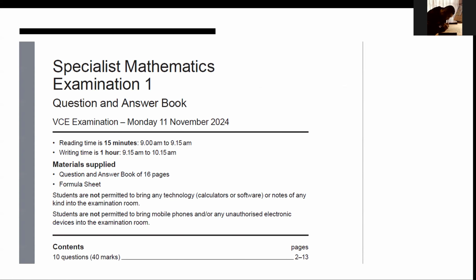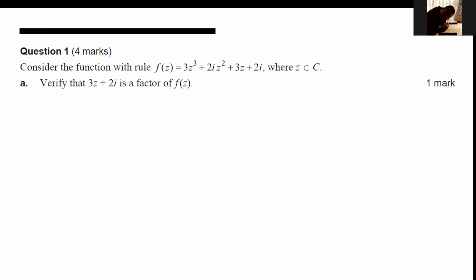So here is the front page. The first question considered the function with the rule f(z) equals 3z to the power 3 plus 2i z squared plus 3z plus 2i, and this z is a complex variable. The first part of the question wants to verify that 3z plus 2i is a factor of f(z).